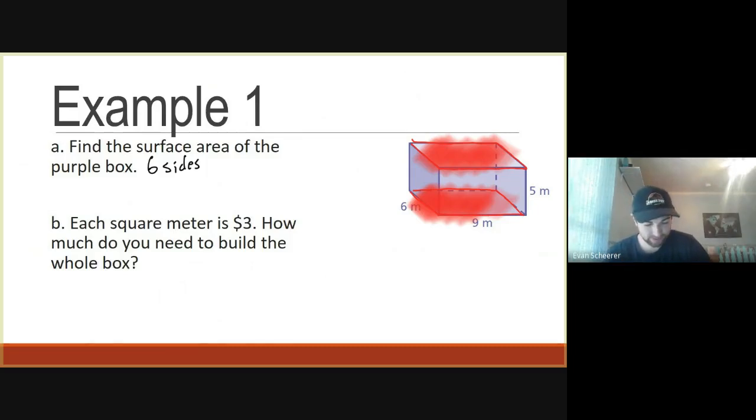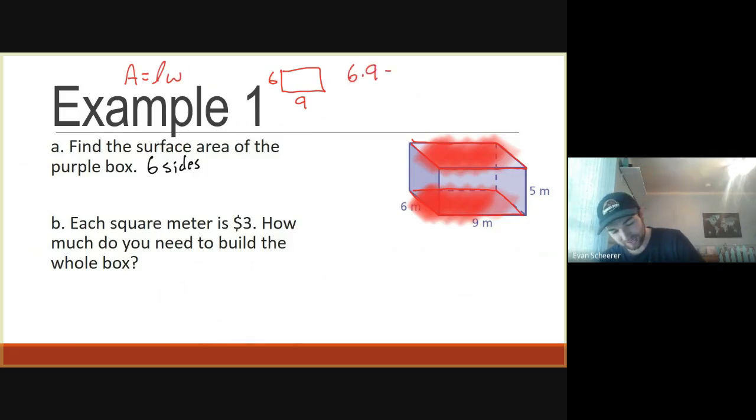Since they are the exact same, we only need to find the area of one of them, and then we can double it. So first, notice this rectangle is 6 by 9. An area of a rectangle is length times width. So I'm going to do 6 times 9 equals 54. Now we said there's 2 of them, so we get 108. That's going to be the bottom and the top. So we're a third of the way there. All right, let's do the next one.